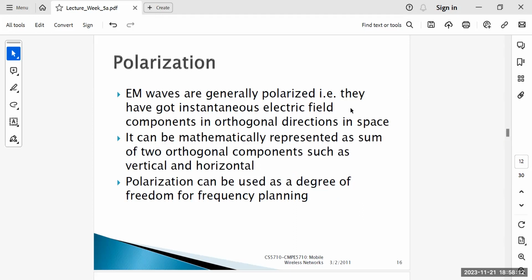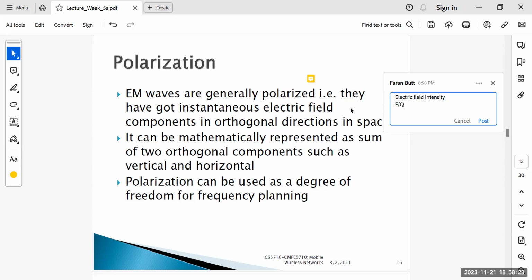Basically, it's all about the electrical field intensity. So this is a vector basically. So what electrical field intensity tells us, it tells us basically about the force over charge. So basically, as you know that electrical field intensity is a vector, it must have some direction. So if the direction of the electrical field intensity is horizontal to the Earth's surface, so that would be a horizontal polarization. And if the direction of the electrical field intensity vector is vertical to the Earth's surface, that would be vertical polarization. But why we are talking about this?